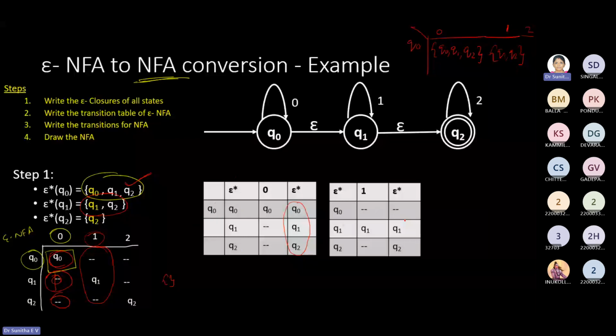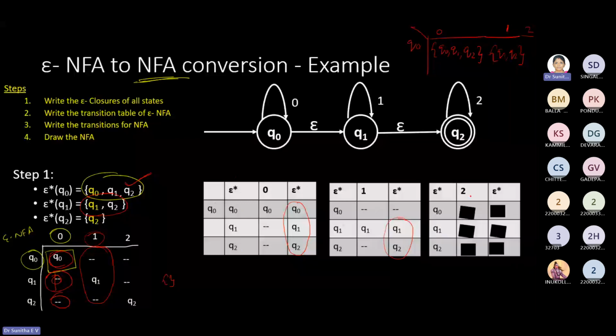And we have to find the transition for 2. So for Q0 on 2, what will be the transitions? We have written the same epsilon closure of Q0, Q0, Q1, Q2. Now we have to find the transitions of these three states on 2. On 2, we can see from this table, the first two are null sets, then the last one is Q2, that we have marked here.